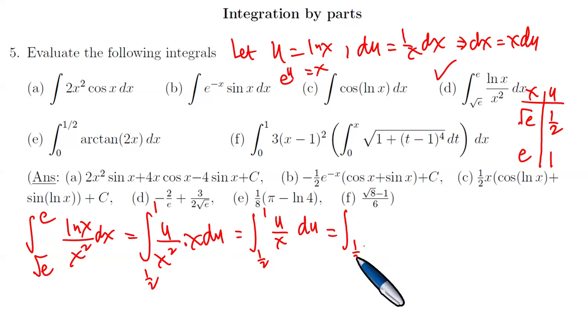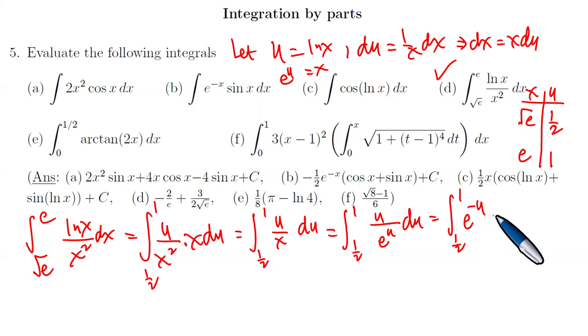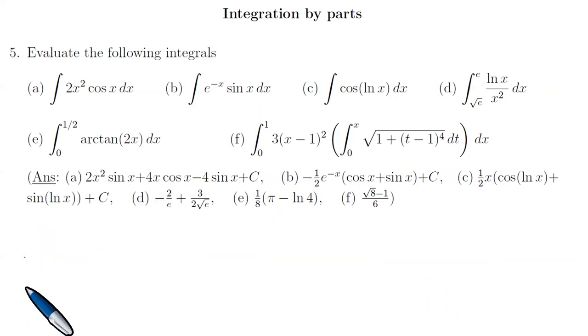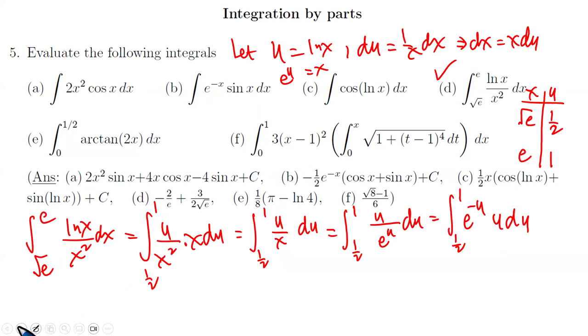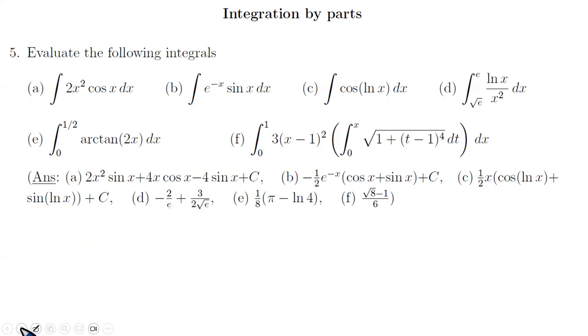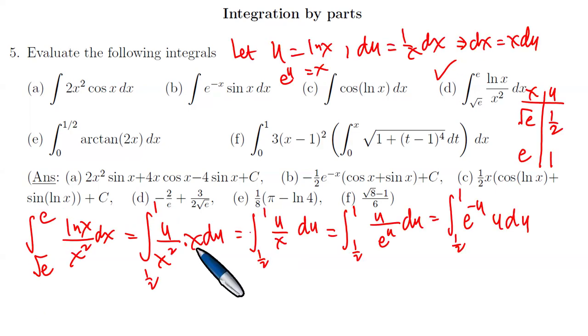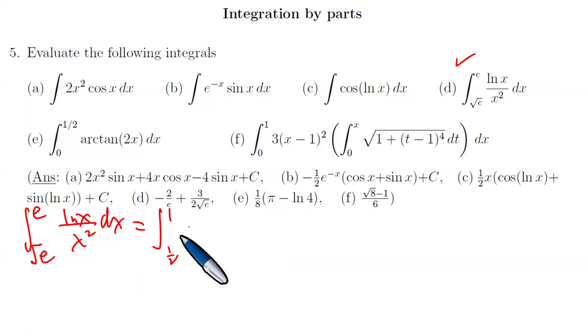Right, so this is exactly the integral of 1/2 to 1. And the x becomes exactly e to the u du. 1/2 to 1, e to the minus u du. Okay? So we have exactly this one. Meaning that whenever we have the integral of the square root of e to e, this one x squared dx, it is the integral of the following. 1/2 to 1, e to the minus u, u du.